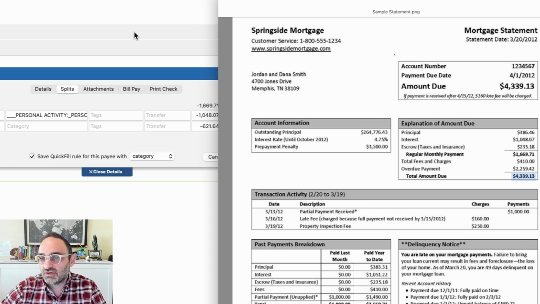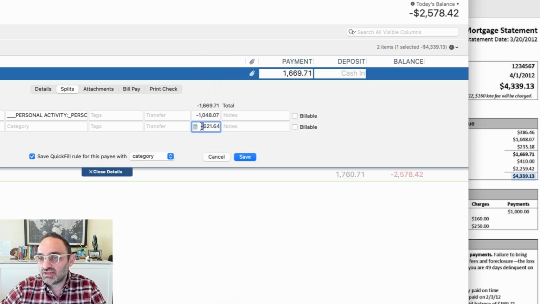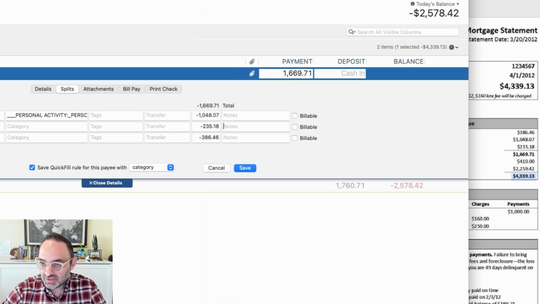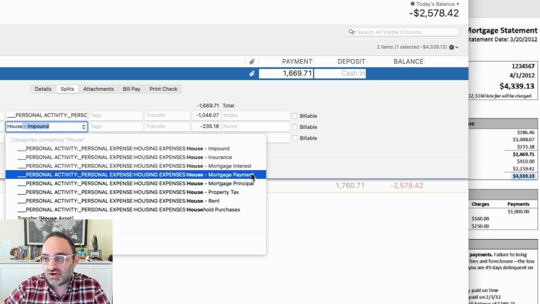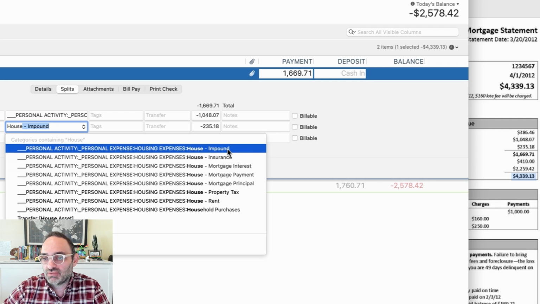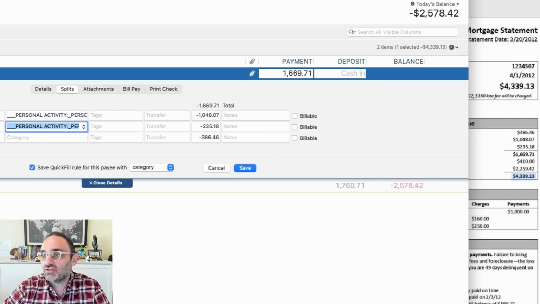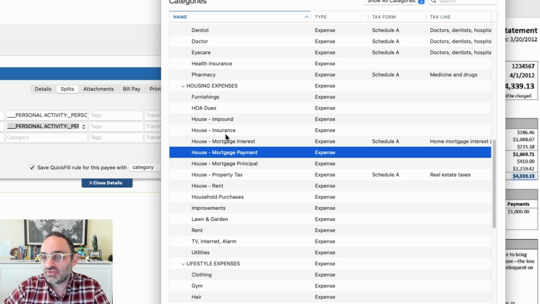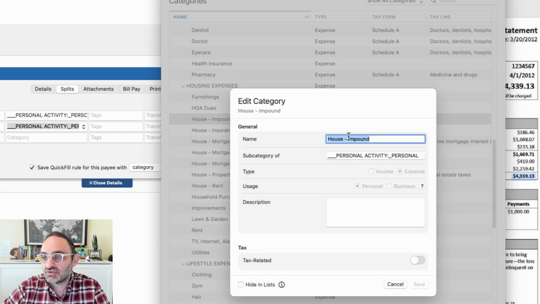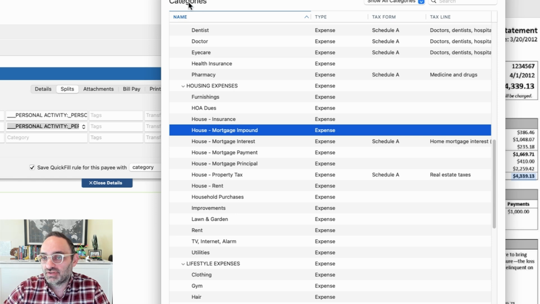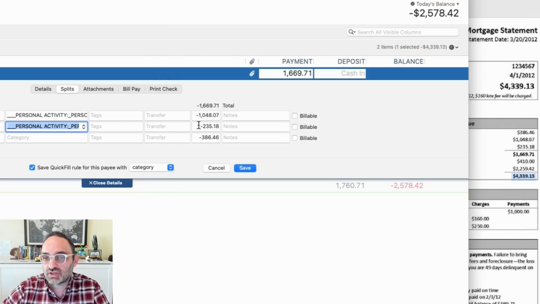Okay, so we've changed my total amount here. Back to the breakdown, we got 1,048.07 in interest. We got 235.18 in escrow. And the escrow is interesting. We can do escrow in a couple of ways. I'll explain that too. But for now, I made a category in here called mortgage impound or house impound. Probably should have called that mortgage impound. Let's change that for clarity, because it is going out through your mortgage. So we got mortgage impound.